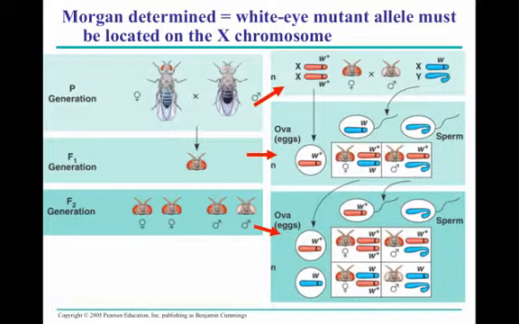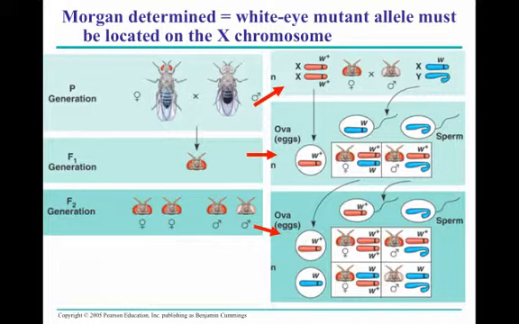The X and the Y. So just like in humans, males have an X and a Y chromosome, and females have two X chromosomes. It must be something with the sex chromosomes, the X and the Y. And he thought to himself, okay, again, there are white-eyed females.